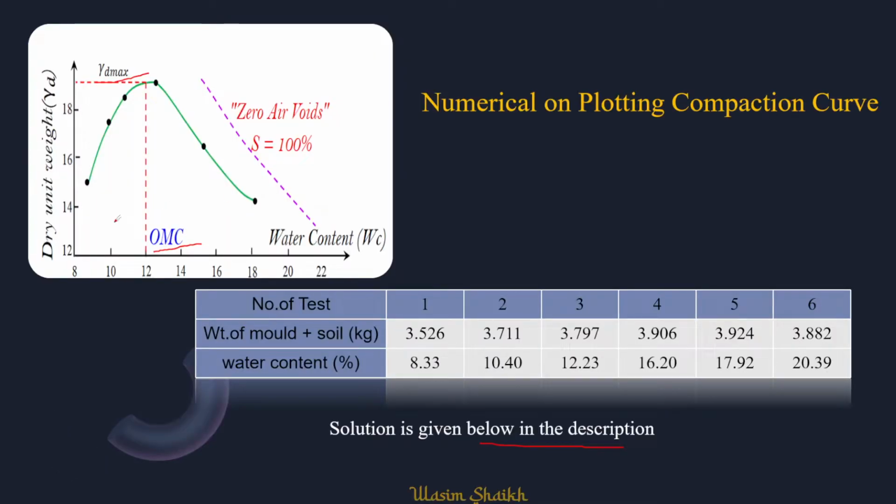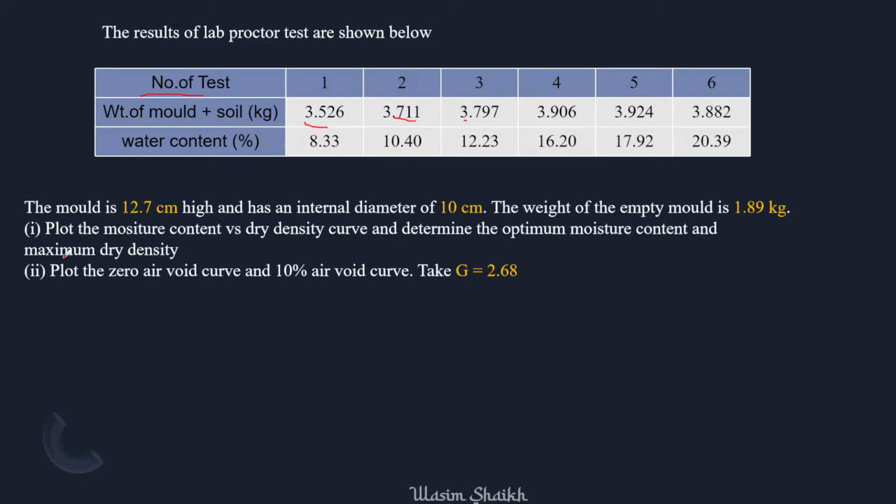If you look at this curve, on the x-axis we have water content, WC, in percentage, and this value is given. The only things we need to determine are the dry densities on the y-axis. Once we have the dry densities, this curve can be easily drawn. There is additional data given. The mold is 12.7 centimeter high, and the diameter of the mold is also given. This height and diameter will be used to determine the volume of the mold.